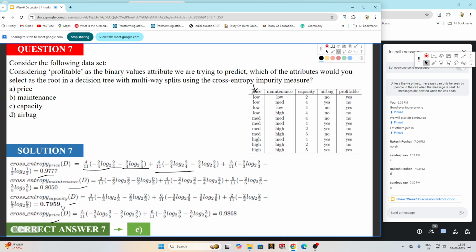That means information gain of capacity will be most. So that means capacity will be our root node. So option C is our correct answer.